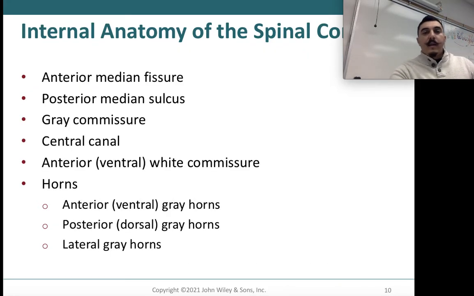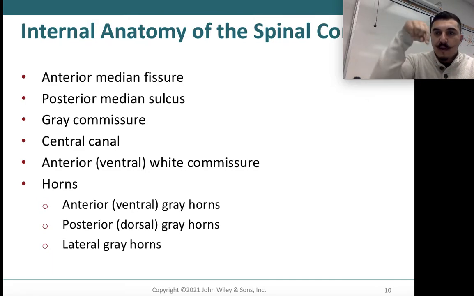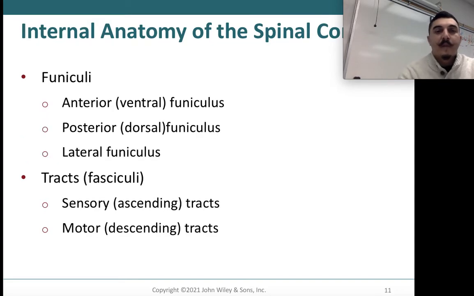Okay, so now we'll get into the internal anatomy of the spinal cord. Looking at the top of one of them, and the branches a little bit, we have the fissure that goes inside, the anterior fissure, the sulcus, and our central canal that goes through. We have little horns that look like a butterfly. So we have the gray horns and the white horns as well. The lateral, anterior, posterior. We have our funiculi: anterior, posterior, lateral.